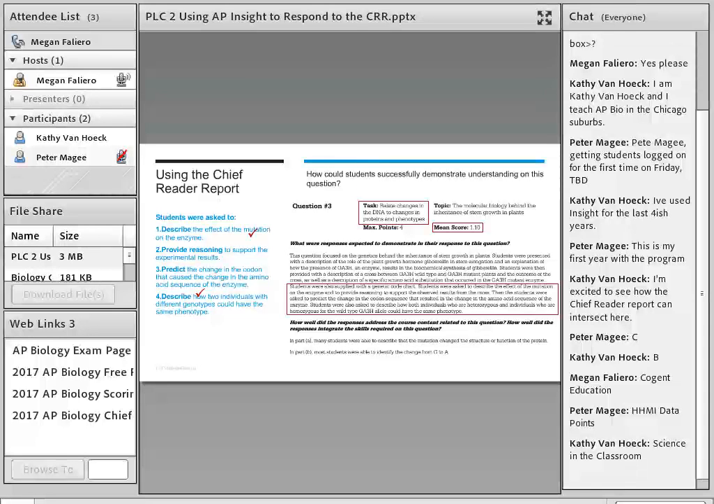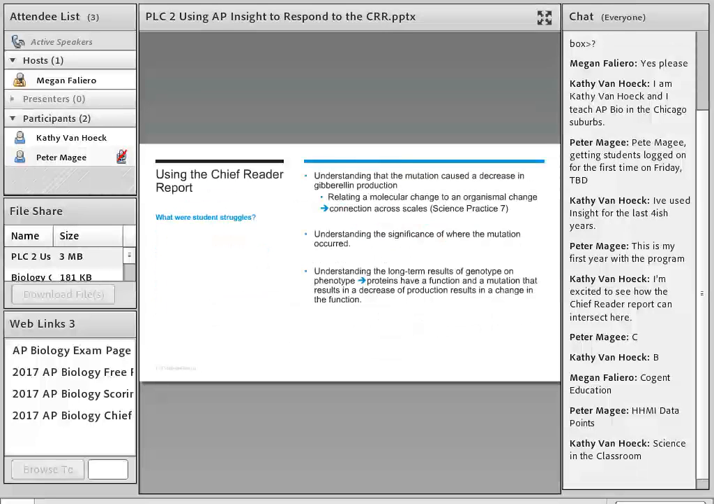If we're looking at challenge area 3.14, the students were asked to describe the effect of the mutation, and describe two individuals with different genotypes who could have the same phenotype. What were the students' struggles here? Science practice 7 was a big one: taking something that's happening at the molecular level and relating it to a change at the organism level. So, connection across the scales.